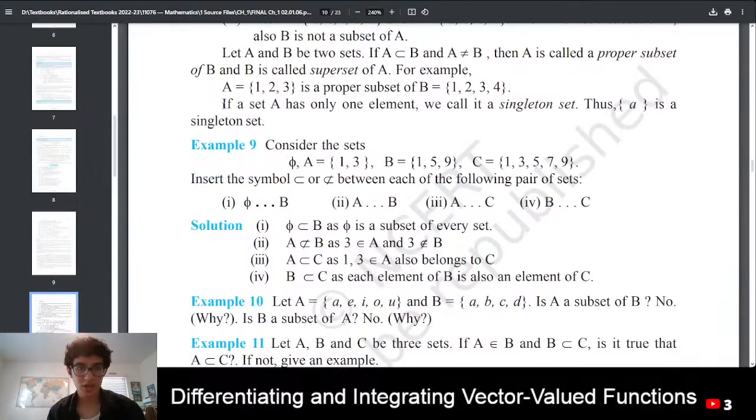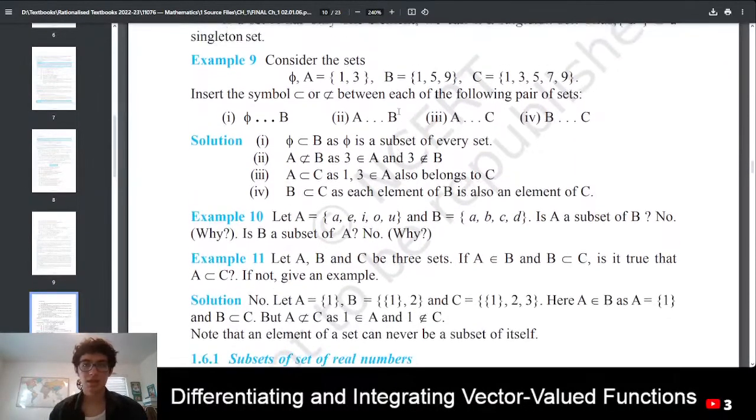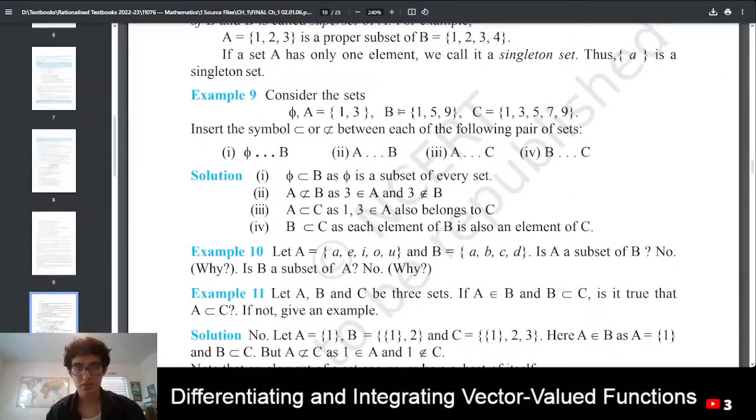Okay, a little side note here. This doesn't really fit in well over here, but if a set A has only one element, we call it a singleton set, and you write that with just one element inside. It's just a different name. Singleton, because it's single, it's all by itself.